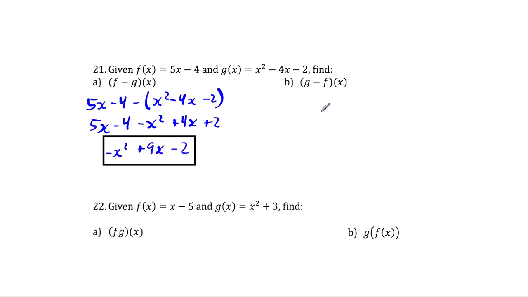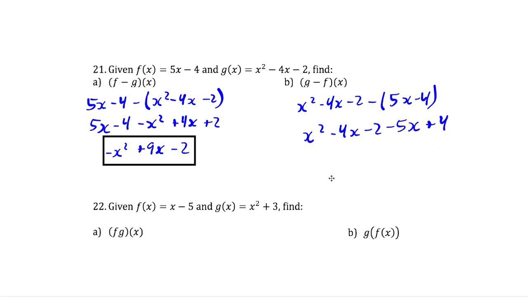And here I have g minus f of x. So this is x squared minus 4x minus 2 minus 5x minus 4. Same deal. I put that in parentheses. So now I know I am distributing that negative like so. I get x squared minus 9x plus 2. Hey, look at that. They're exact opposites of each other. Pretty cool. That's all you got to do.